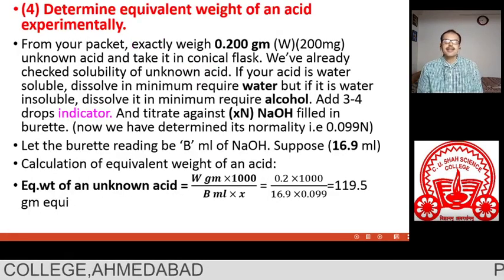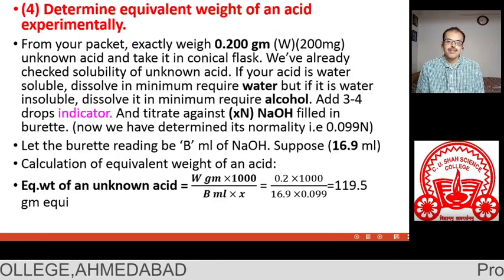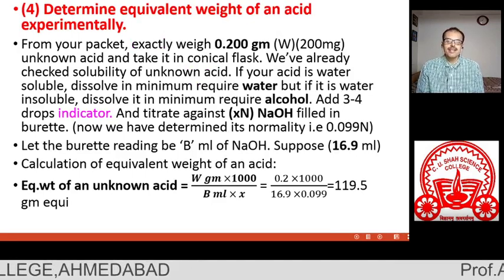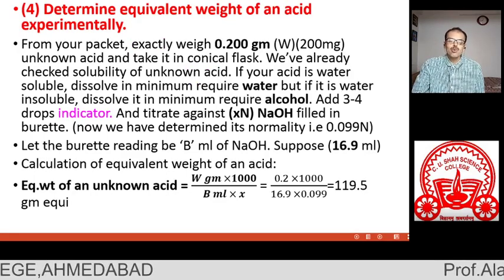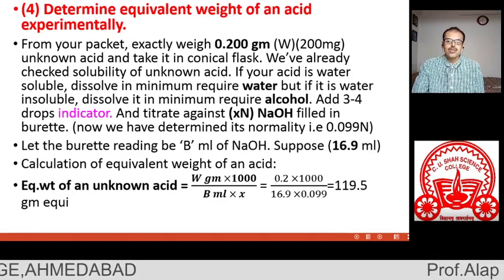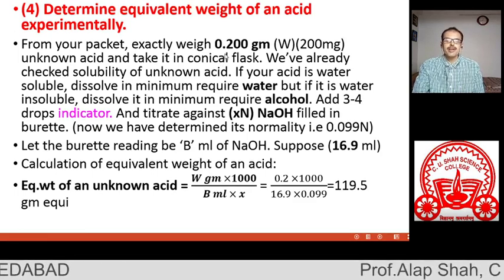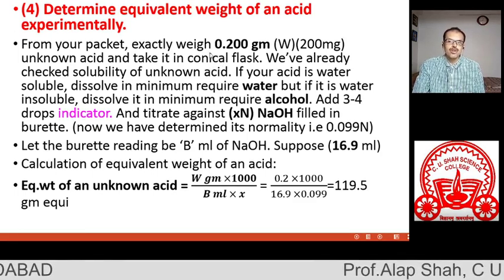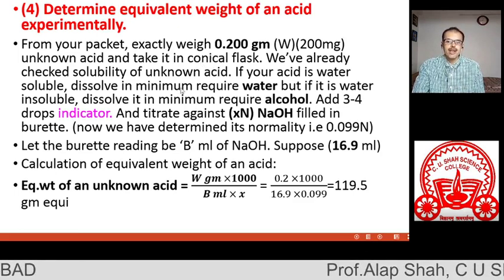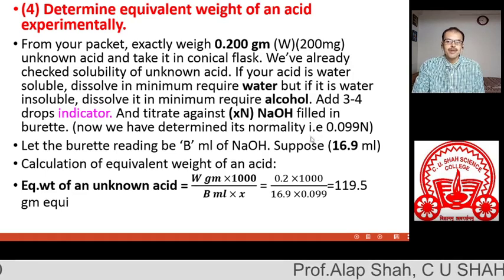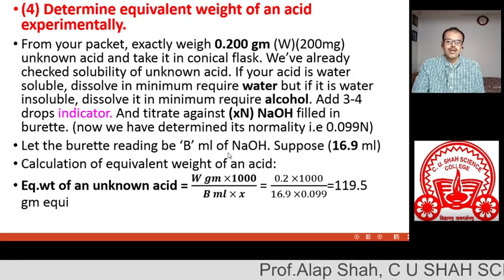And finally, determination of the equivalent weight of an acid. In this part, whichever acid is given to you in a packet, you have to carefully weigh 0.2 gram, or you can say 200 milligram, of your acid into the conical flask. Now if it is water soluble, dissolve in minimum quantity of water. If it is water insoluble, dissolve in minimum quantity of alcohol. Add phenolphthalein and titrate with the NaOH.